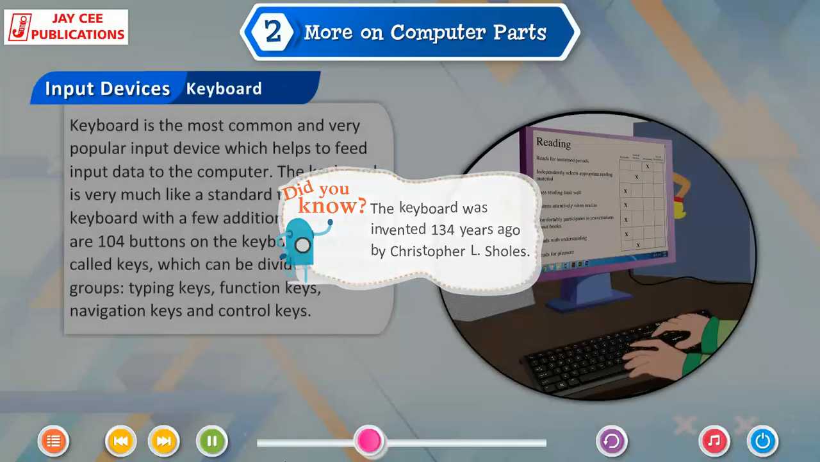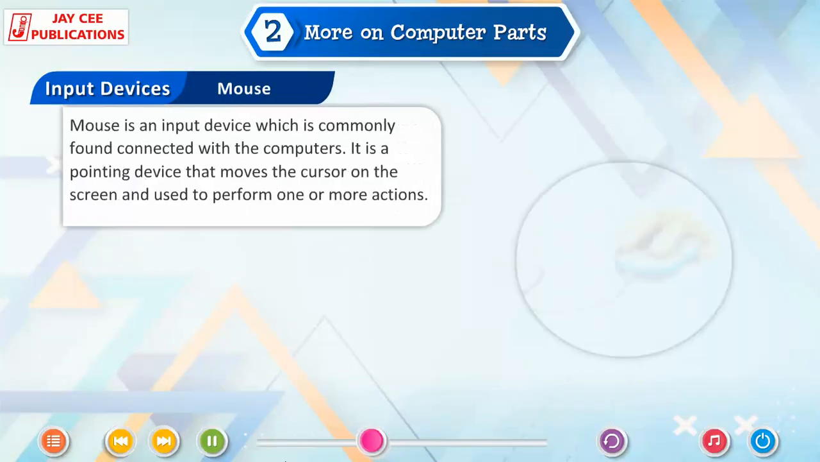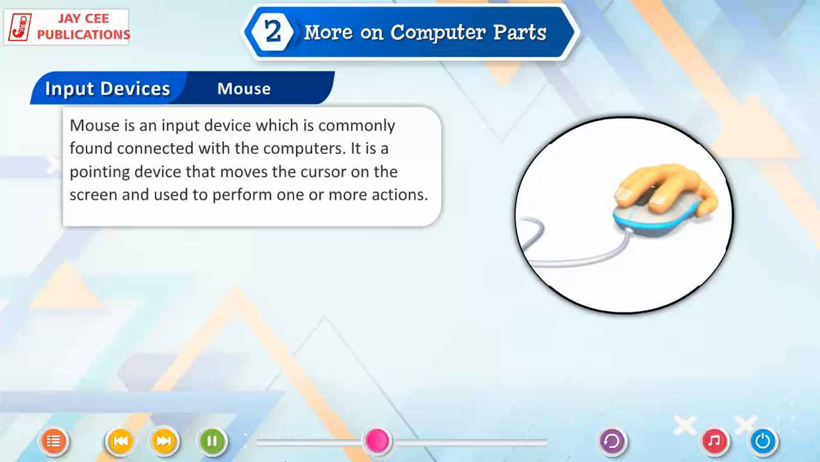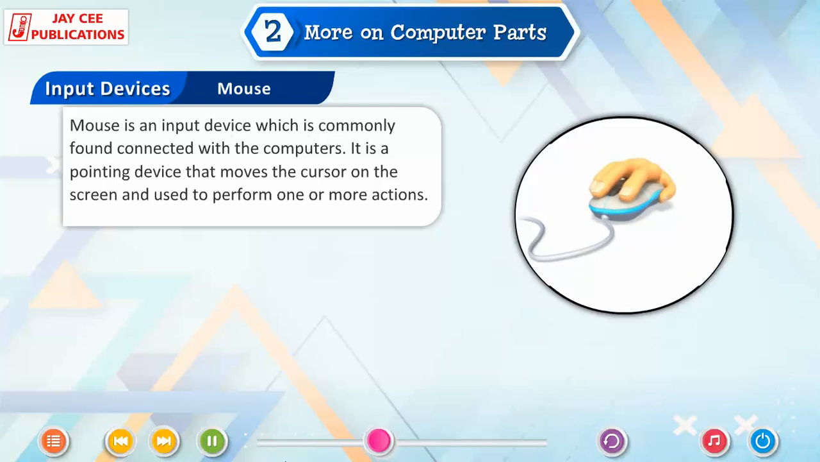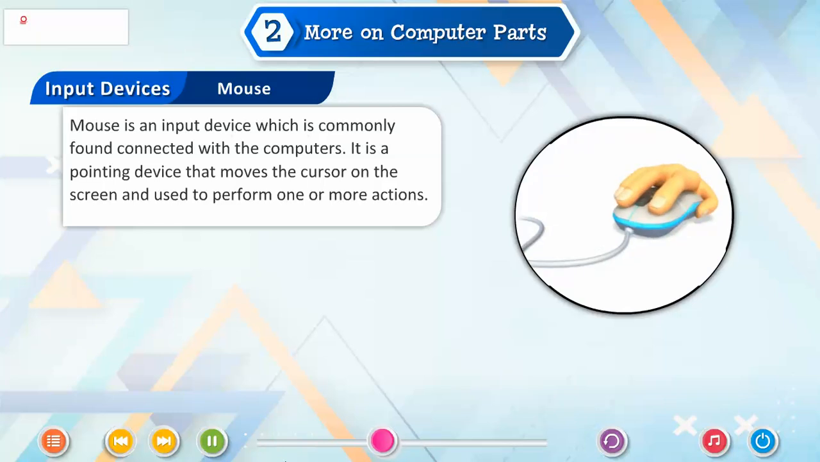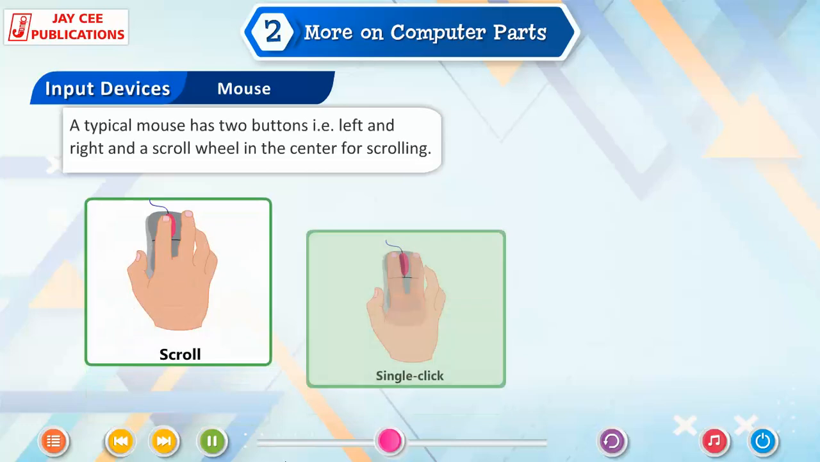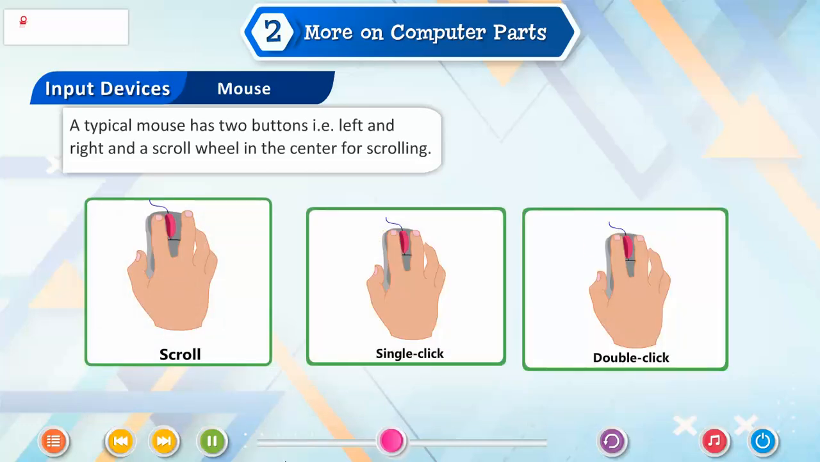Mouse. Mouse is an input device which is commonly found connected with the computers. It is a pointing device that moves the cursor on the screen and used to perform one or more actions. Did you know? Nowadays people mostly use optical mouse and wireless keyboard. A typical mouse has 2 buttons, that is left and right, and a scroll wheel in the center for scrolling.